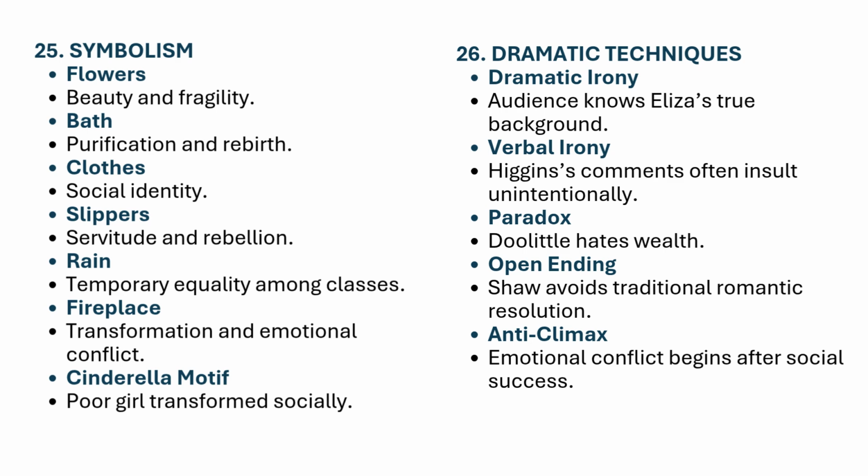The fifth symbol is rain. The play begins on a rainy night in Covent Garden. The rain forces people from different social classes to seek shelter together. For a brief moment, class distinctions seem less important. Thus, rain symbolizes temporary equality among social groups. Nature treats everyone the same, regardless of wealth or status.